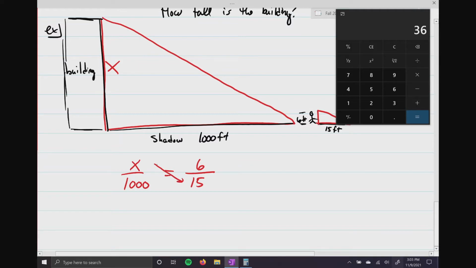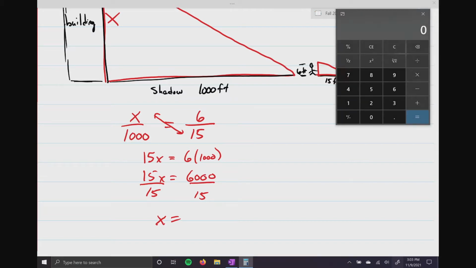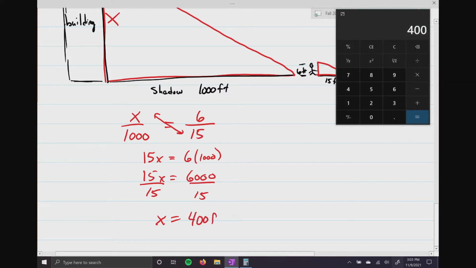So if I cross multiply, I get 15x equals 6 times 1,000, or 6,000. Divide both sides by 15. X equals 6,000 divided by 15, 400 feet. And that is exactly how tall that building is. It's 400 feet tall. Okay? I gotta be honest with you, I absolutely love solving problems with proportions because it's very simple. It's just a matter of cross multiplying.